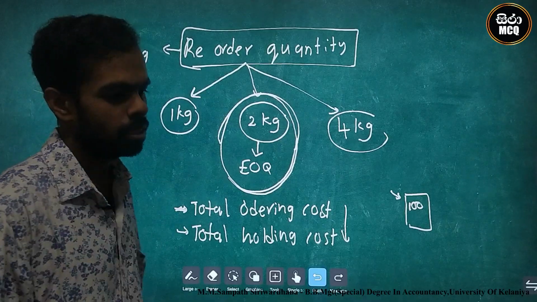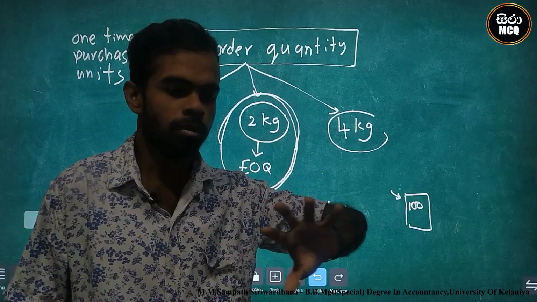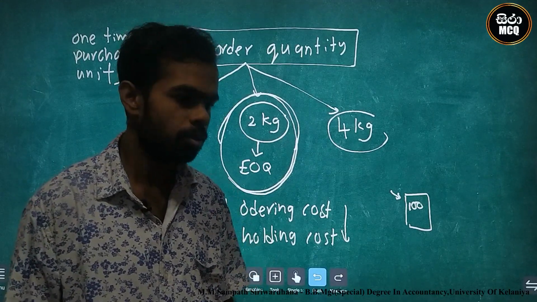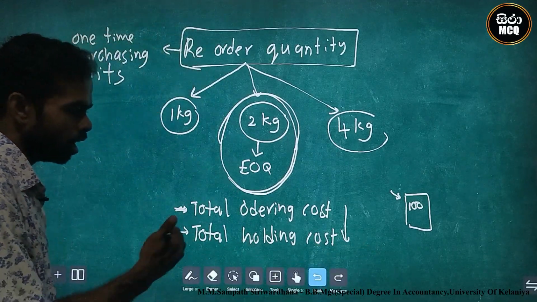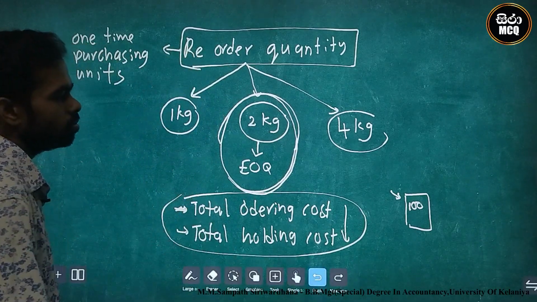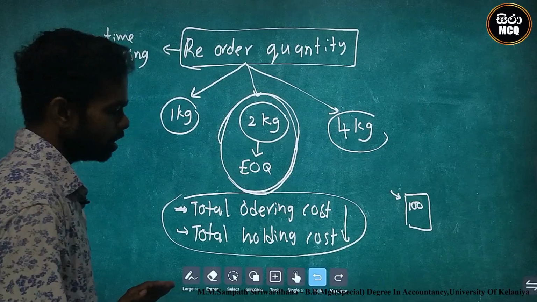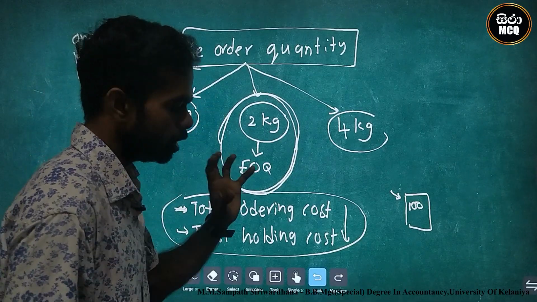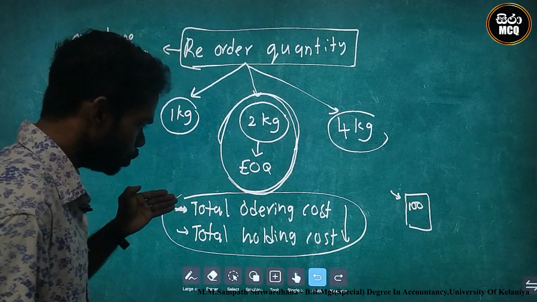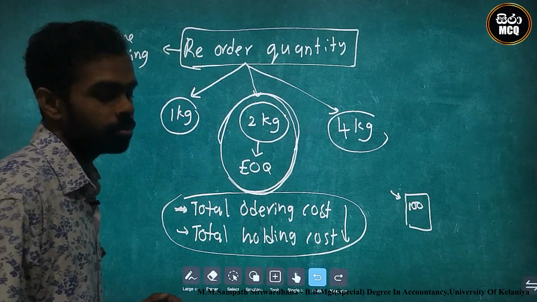Total holding cost means after the purchasing you must store these stocks. Therefore, this is the holding cost after the purchasing. At that time, at the EOQ or economic order quantity purchasing, these two costs are minimum.